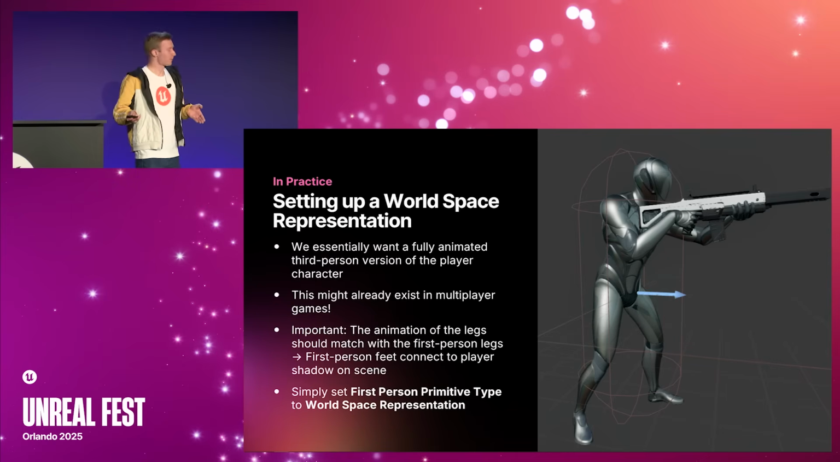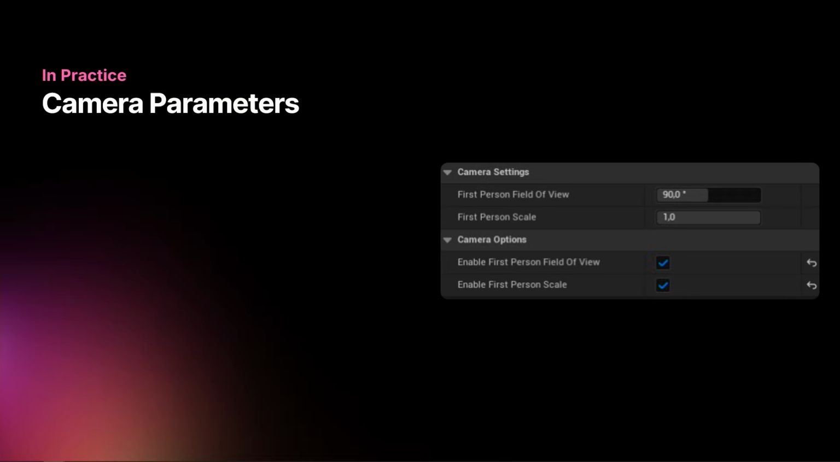And the way you set up this world space representation is you just create the primitives, like the actor for it, and then you set all the primitives on that actor to world space representation. It's that simple. Okay, so about some practical pointers and tips.